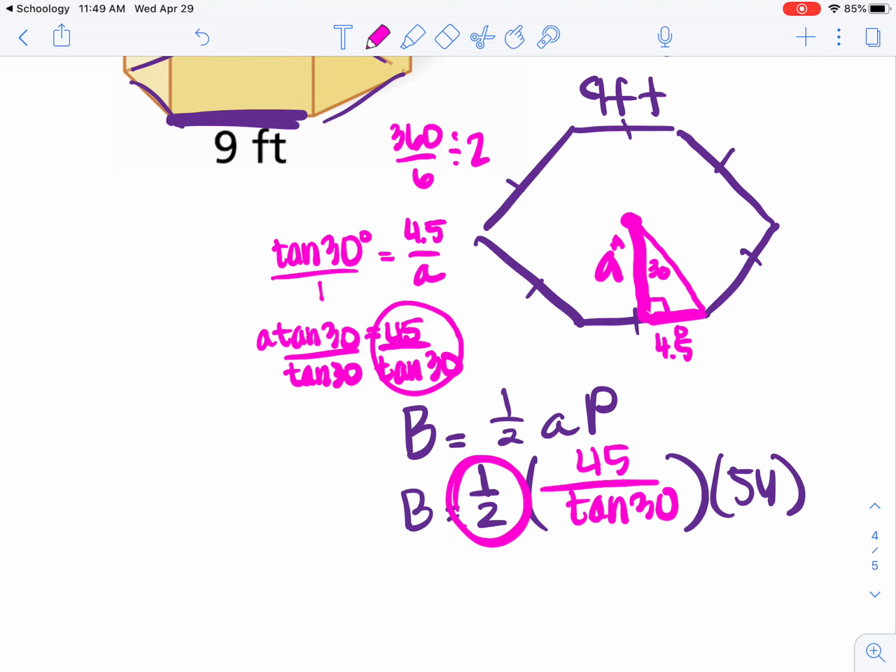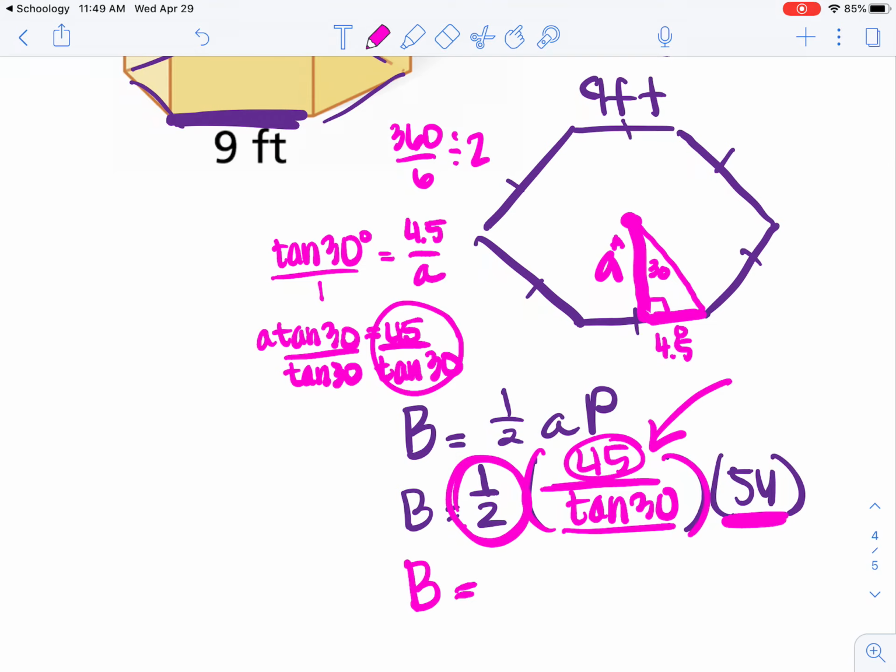Okay? So now I'm going to put 0.5 times 54. I like to get that out of the way. Parentheses, 45 divided by tangent of 30, enter. Now, before you write this down, is this your final answer? No. So still you don't want to put one decimal place down. So if you want to put a decimal down here, that's fine, but put down 4.